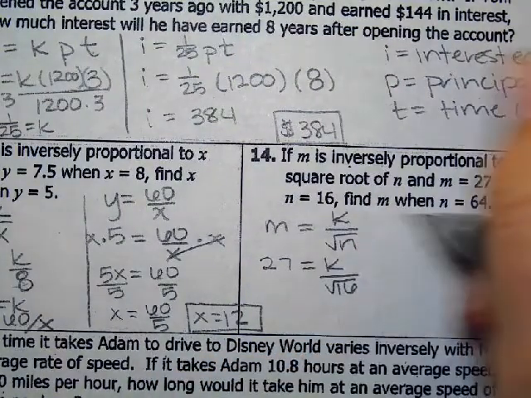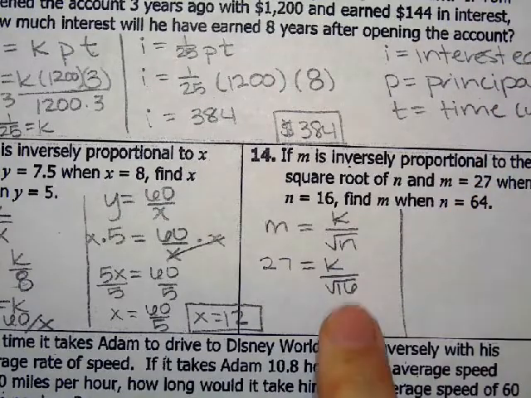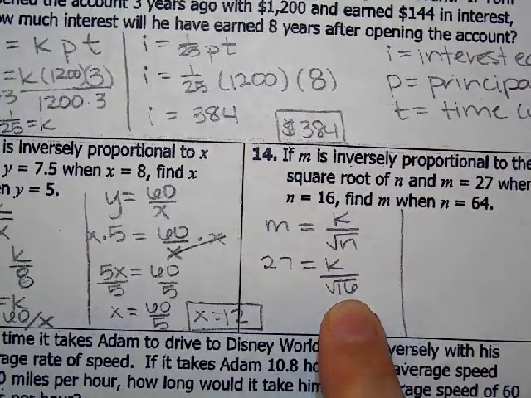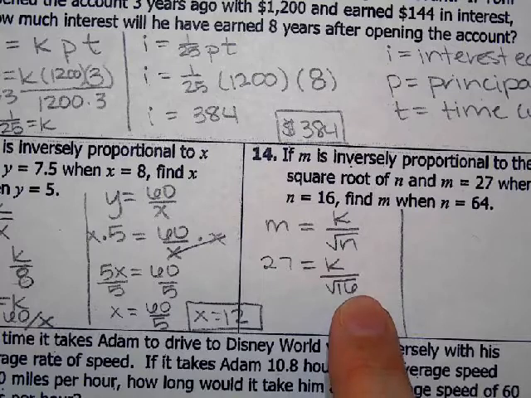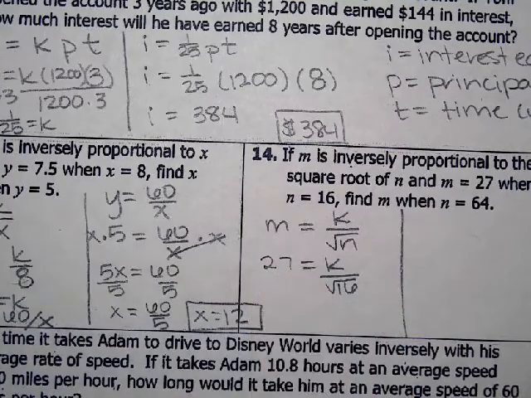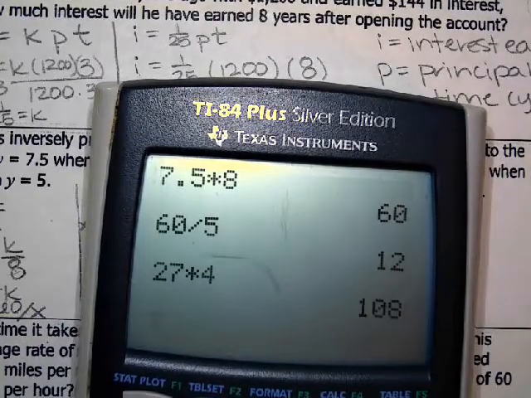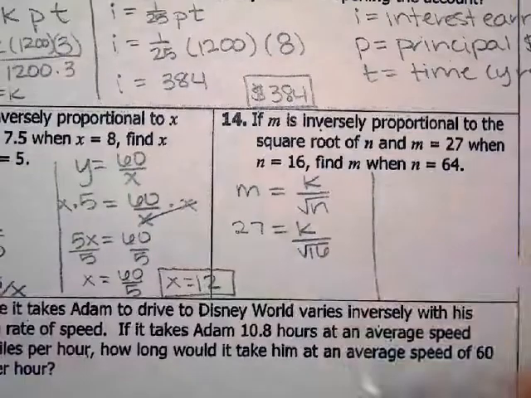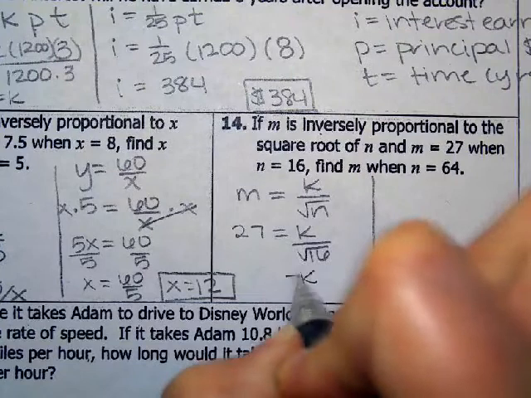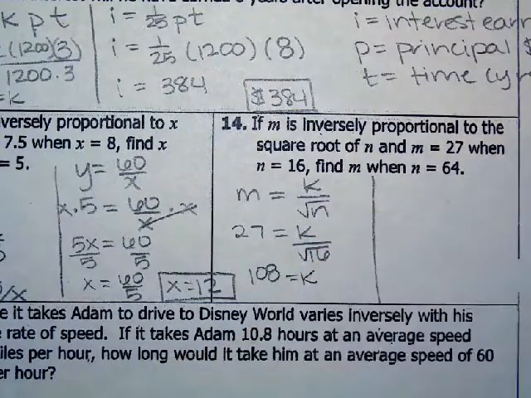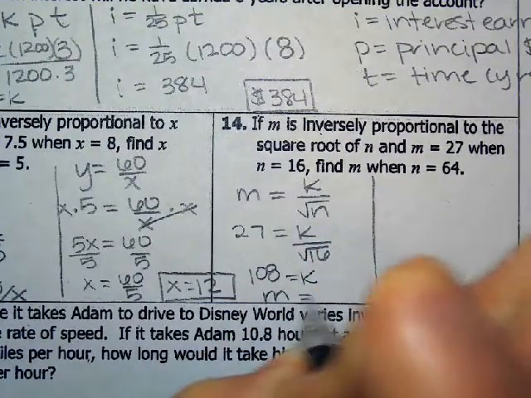So the square root of 16 is 4. So we're just going to take the 4 and multiply it by the 27. So 27 times 4 is 108. So k equals 108. So m equals 108 over the square root of n.